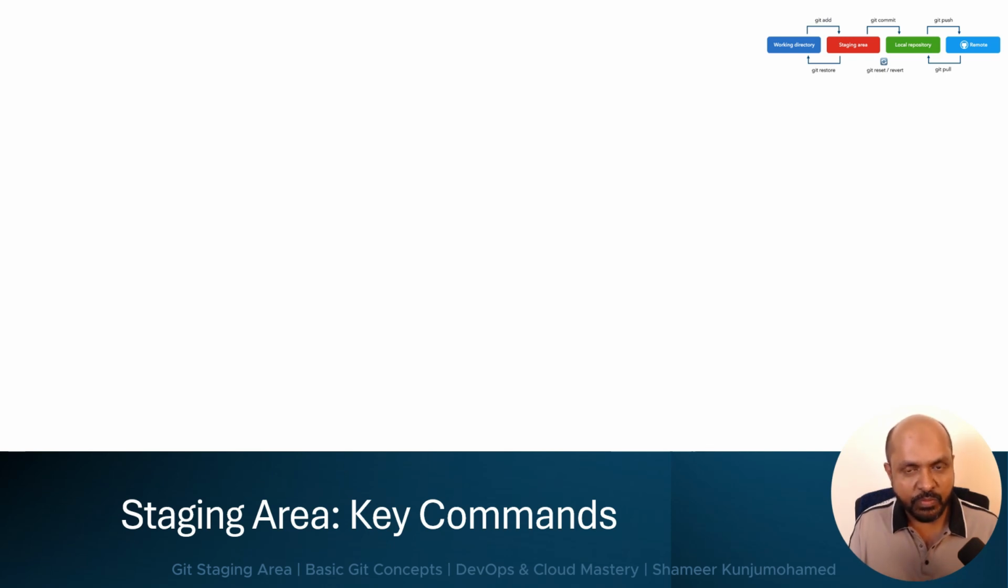Finally, let's explore some of the key commands that you will use to interact with the Git staging area. These commands are fundamental tools that enable you to precisely control how and what changes are prepared for commits. Understanding and utilizing these commands will significantly increase your efficiency and precision in version control management.